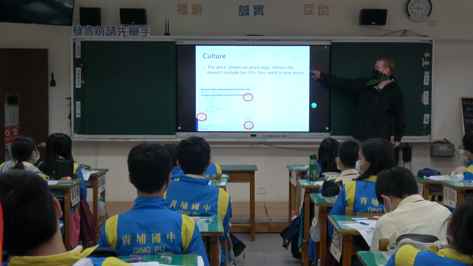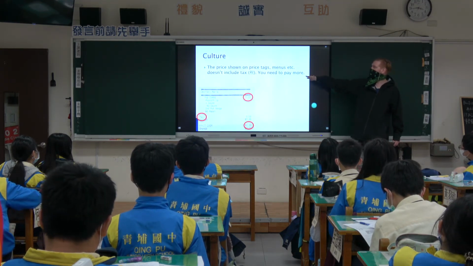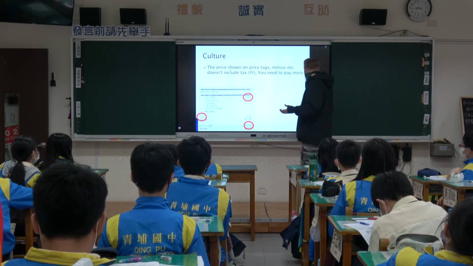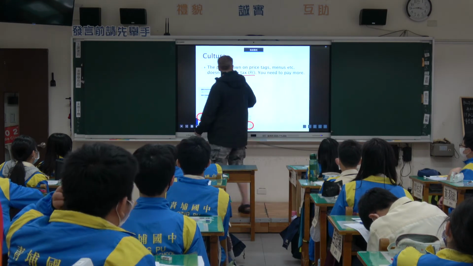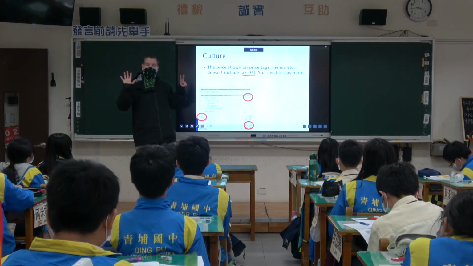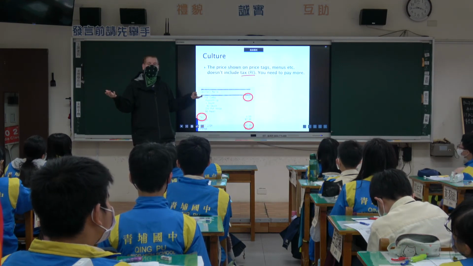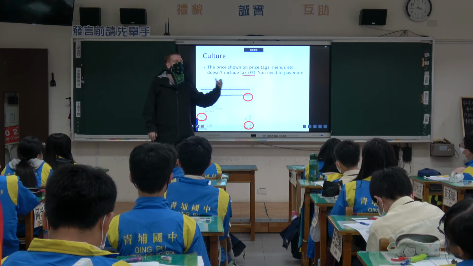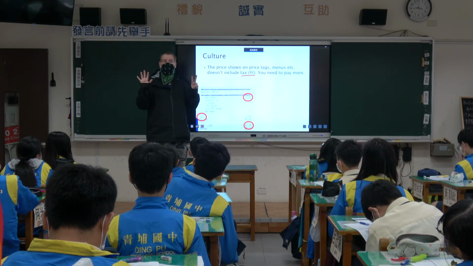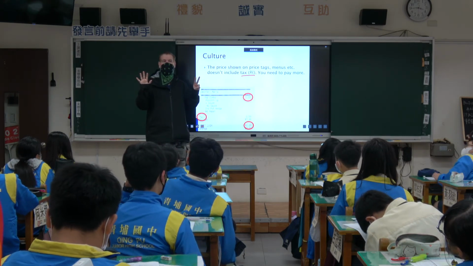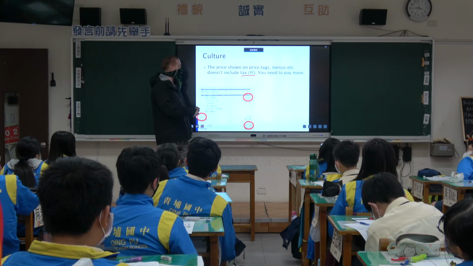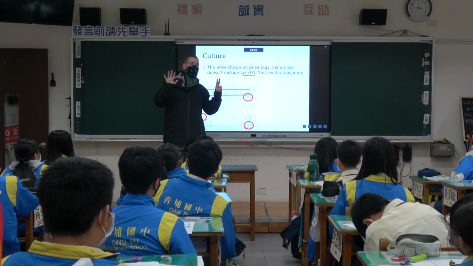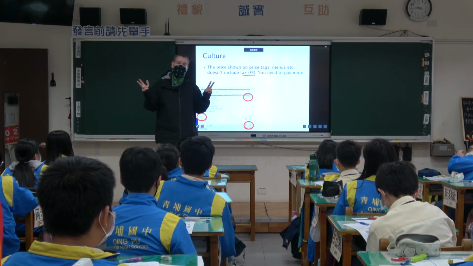The price shown on price tags, menus, etc. doesn't include tax. You need to pay more. In 7-Eleven, when you are in Taiwan, it says 25. How much do you pay? 25. In the USA, you go to 7-Eleven, it says 25. Do you pay 25? No. Because when you go to pay, then they show you the tax. So it says 25, maybe you need to pay 28.